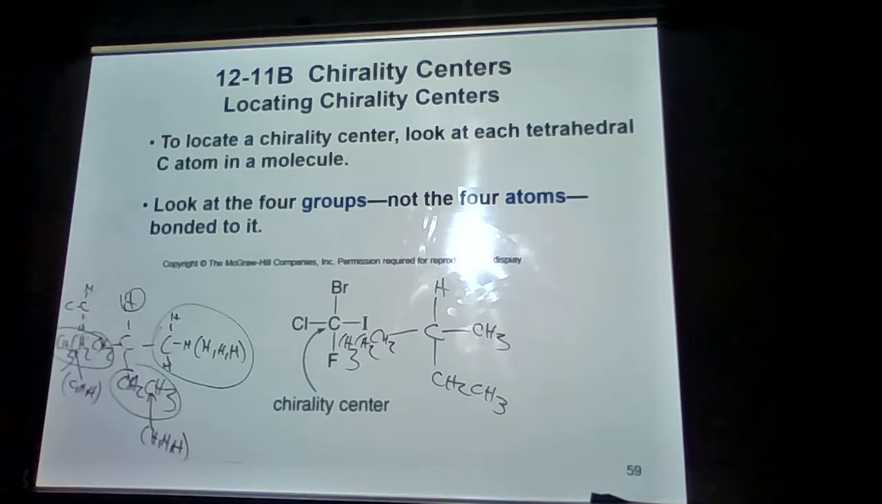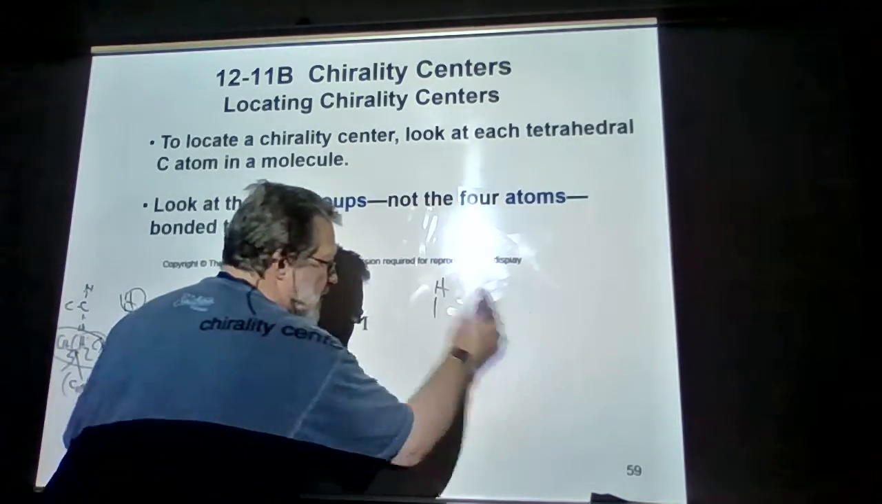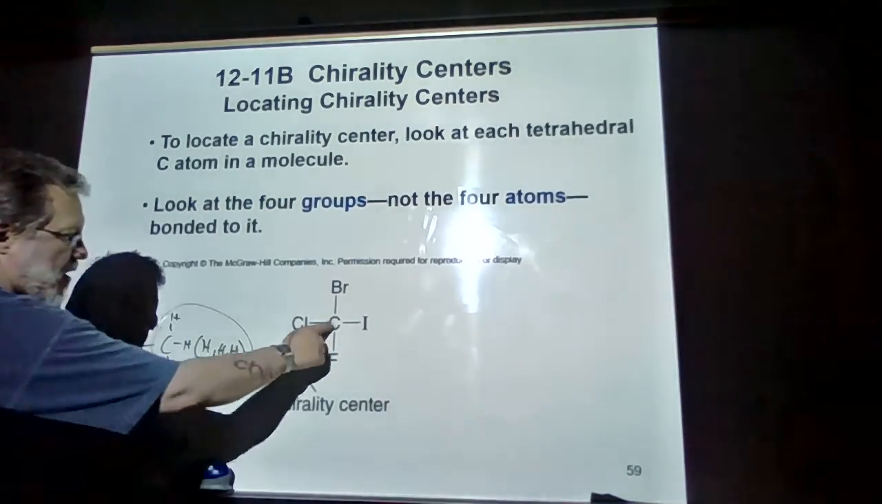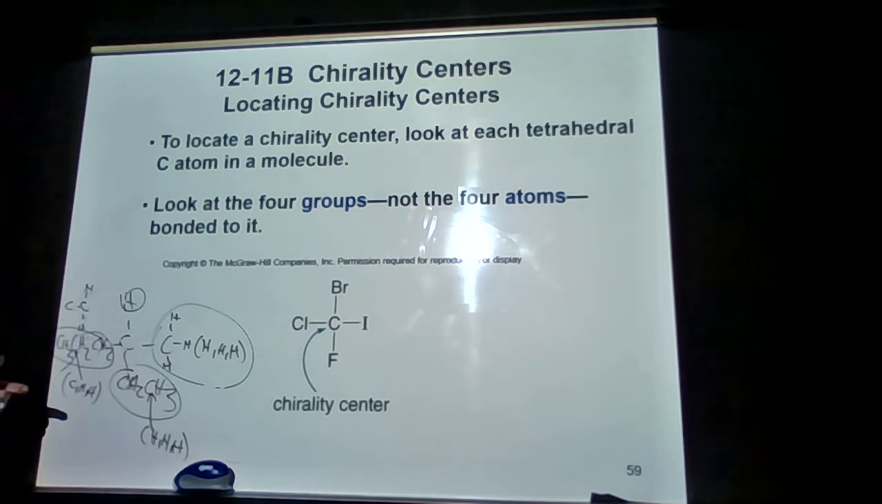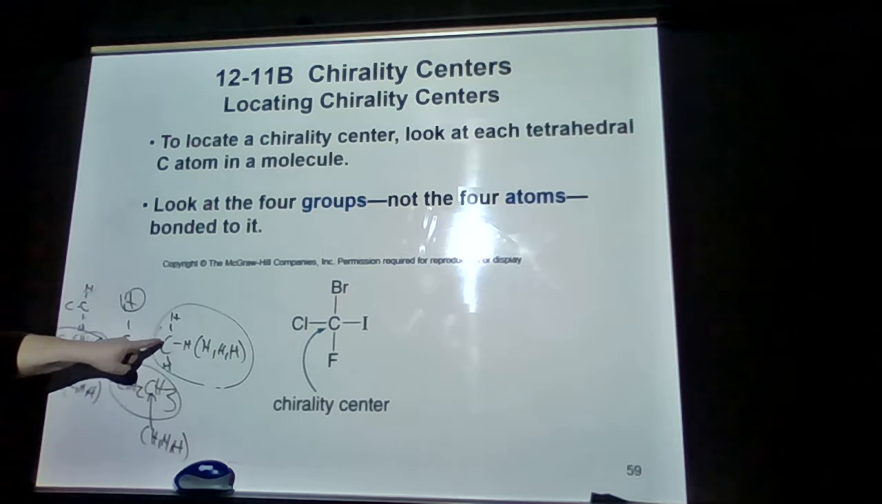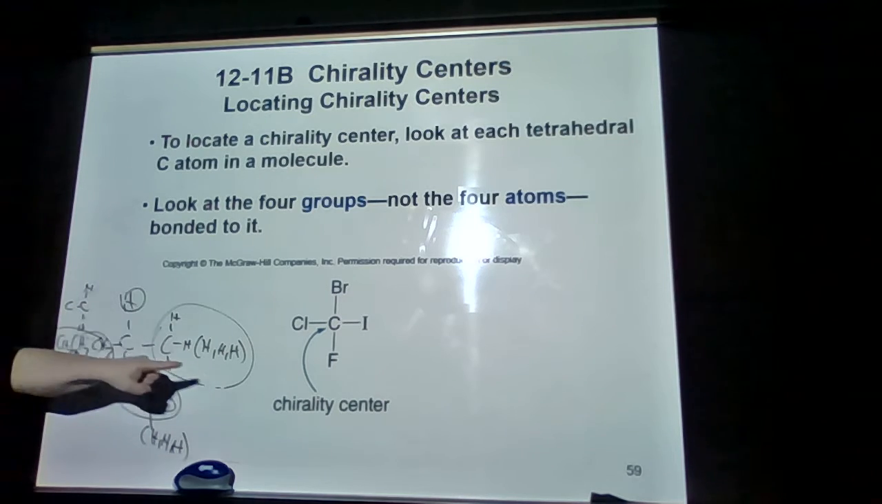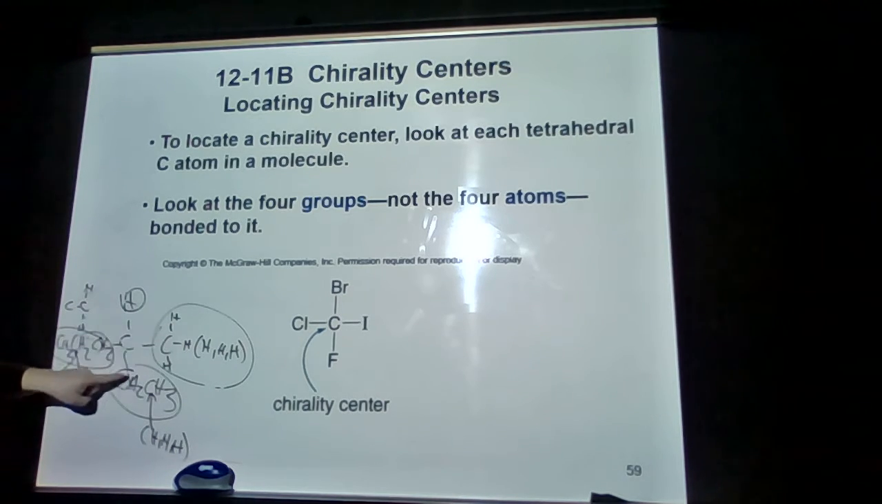Again, many times you can easily look at what is directly bonded to your carbon atom and see four different things. But sometimes you need to see what's bonded further out from the things that are immediately bonded to the carbon that you think may be chiral.